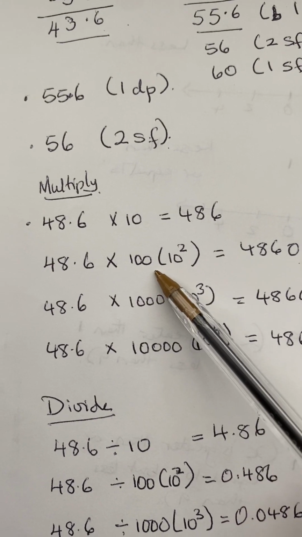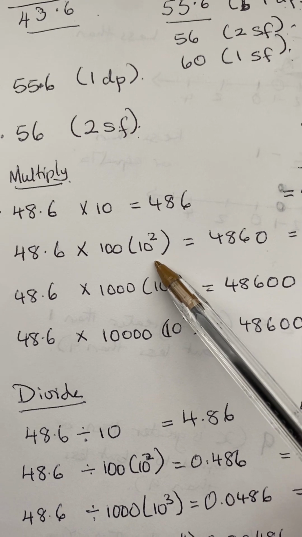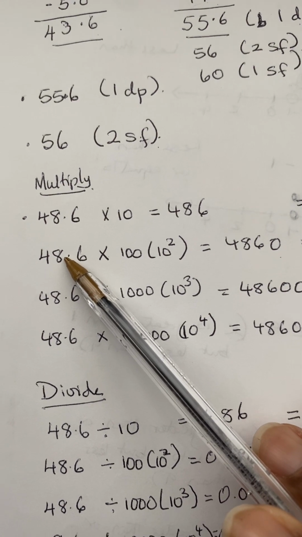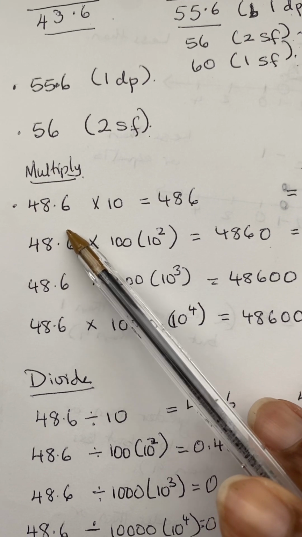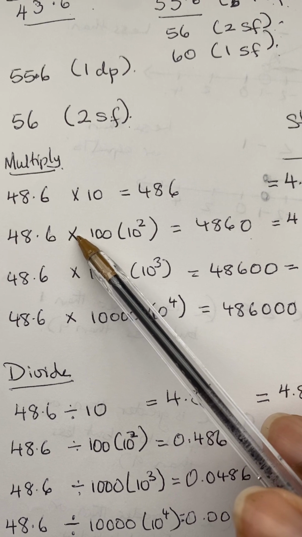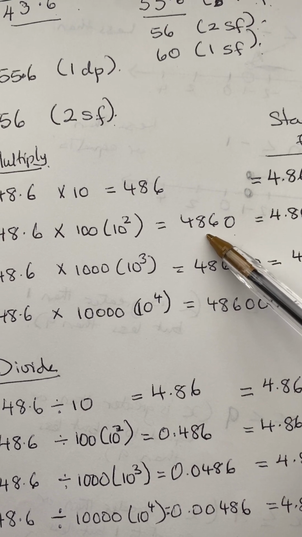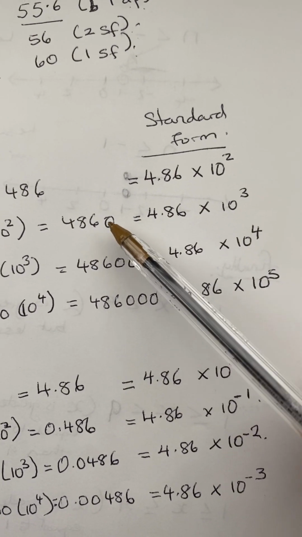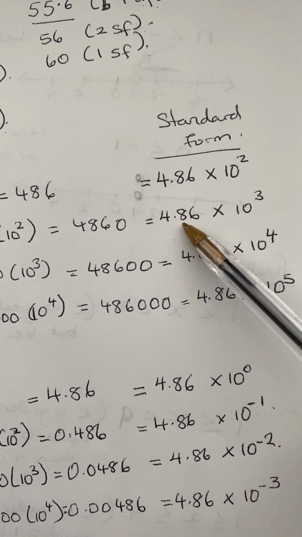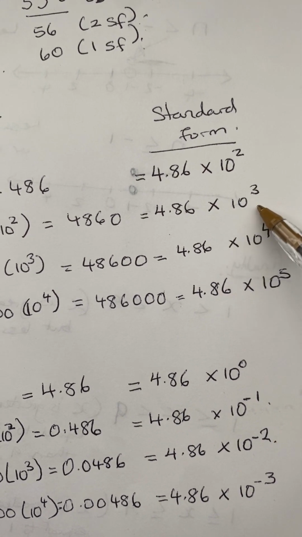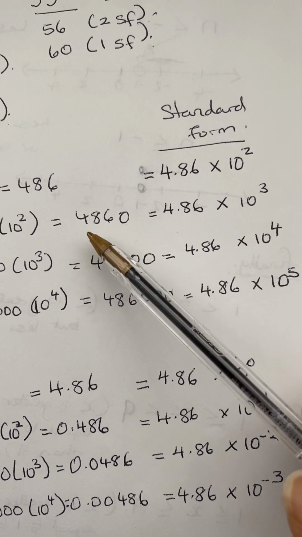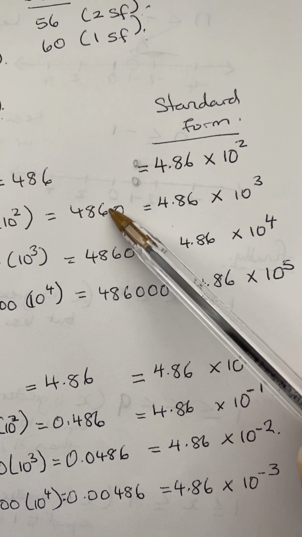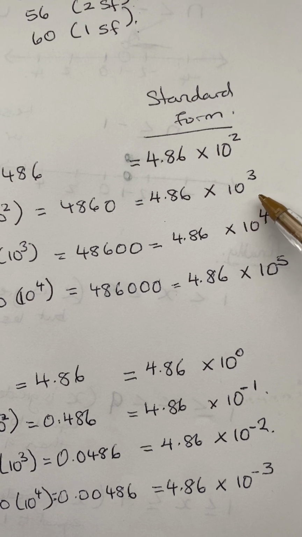48.6 times 100 is the same as 10 to the power 2. So now we are going to move 2 zeros forward. So 1 and 2. So our new number will be 4860. In the standard form it is 4.86 times 10 to the power 3, because the decimal will come between 4 and 8. So we have 1, 2, 3. So 10 to the power 3.